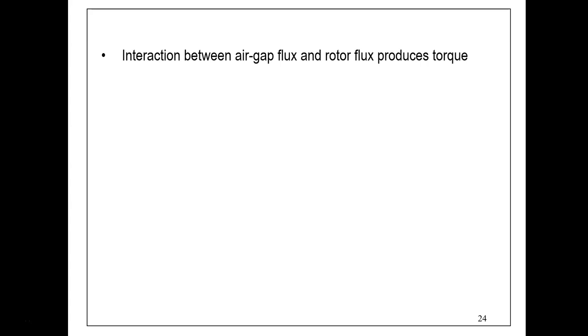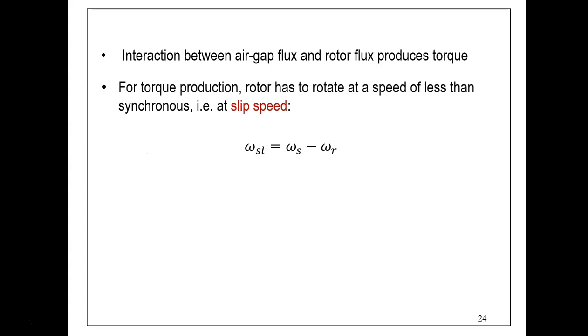The rotor rotates when there is torque. The torque is produced when there is an interaction between the air gap flux and the rotor flux. However, we have seen earlier that in order for the rotor flux to be produced, the speed of the rotor has to be less than the speed of the rotating air gap flux, which means that in order for the torque to be produced, the rotor has to rotate at a speed which is always less than the synchronous speed.